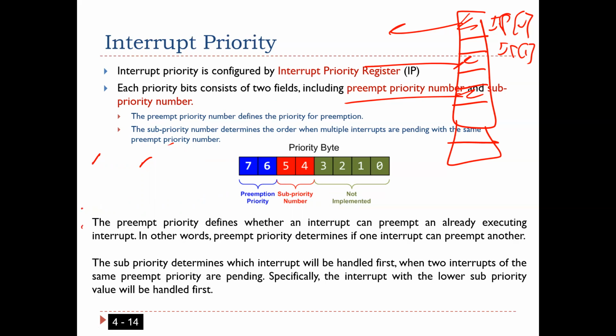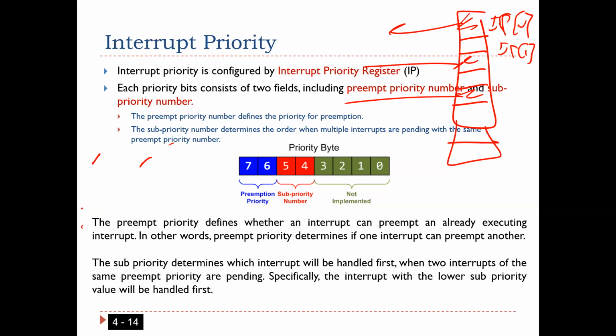Number one, whether an interrupt can preempt. You should understand what I mean by preempt. Preempt means you are going to suspend executing an interrupt to go serve a more important interrupt. That is the meaning of it. You can control it, right?